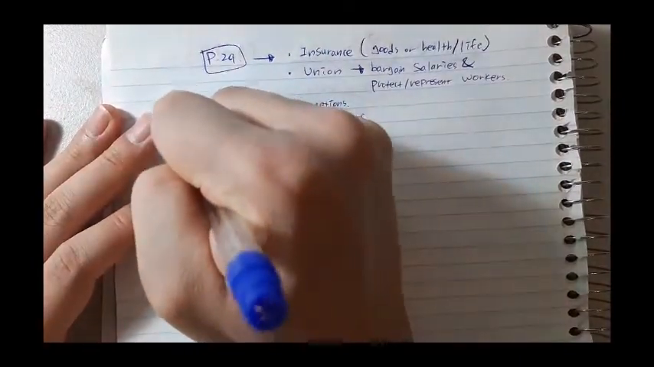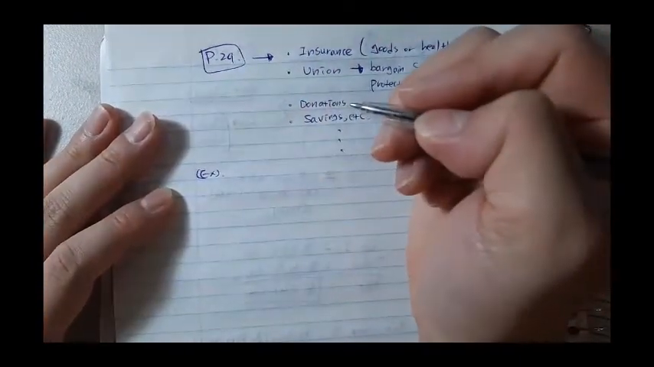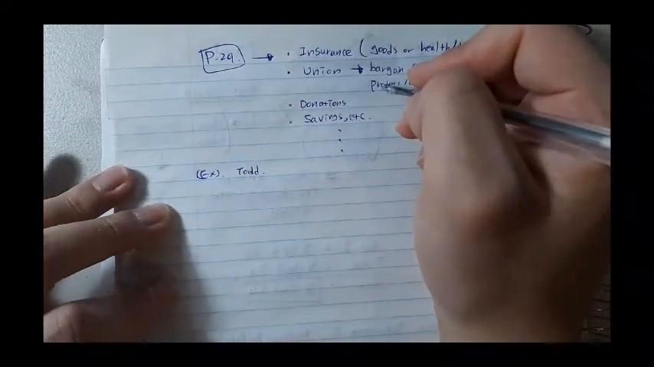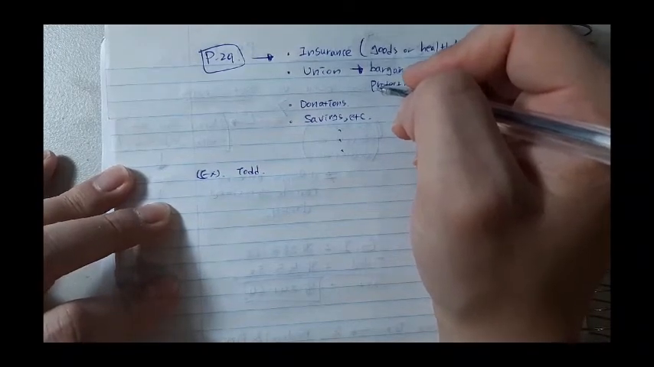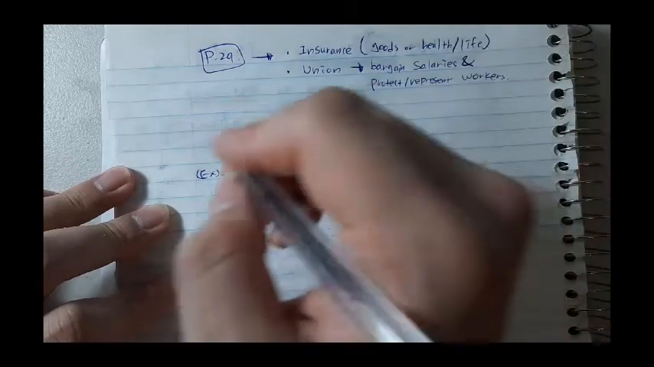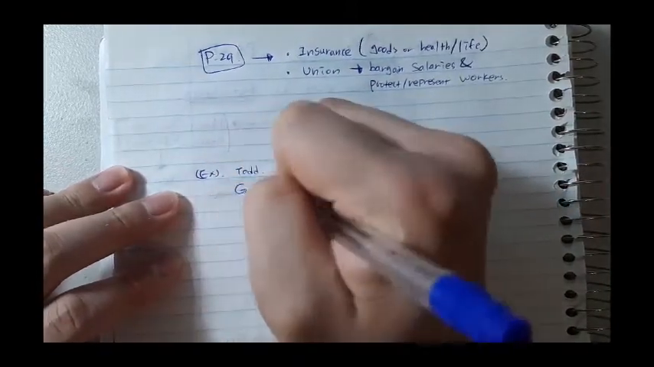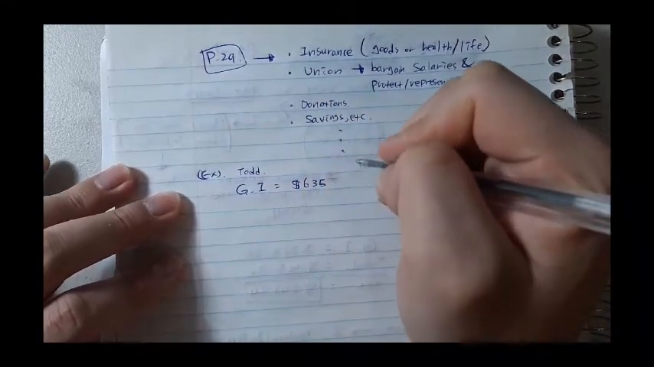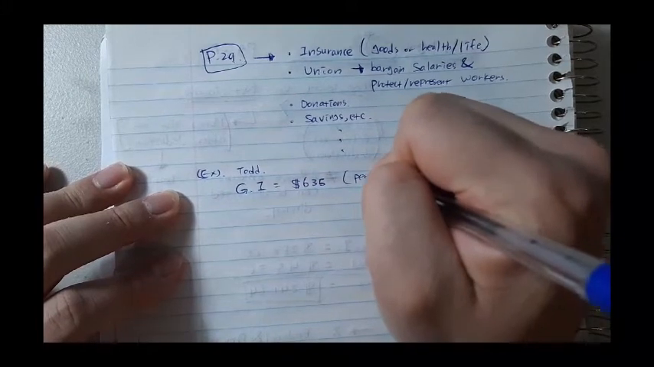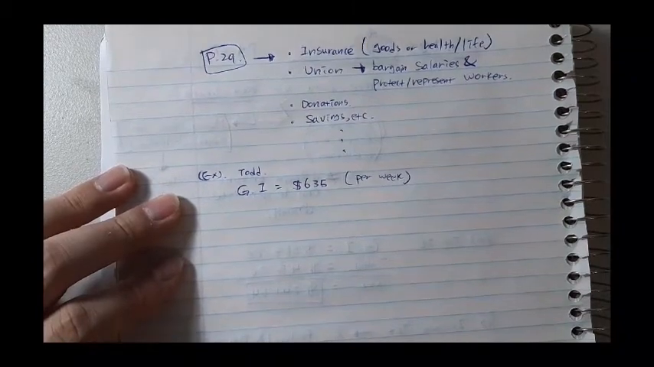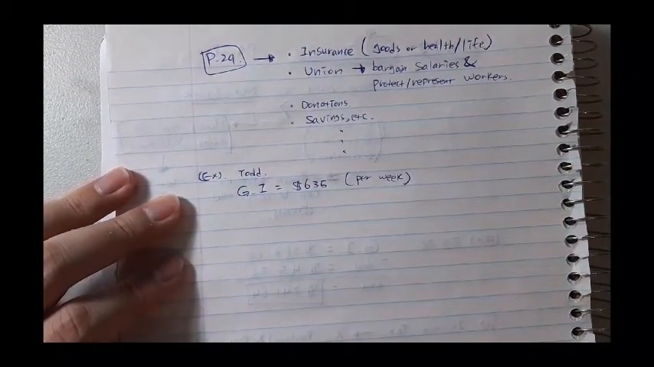Let's do our last example for today. Example number 2. It's Todd's example. Todd earns a weekly salary of $635 as a computer technician. The deductions from his gross income are shown at the right. What is his net income for a week? So we have the gross income amount given, $635 as a computer technician. This is per week. The question is asking about net income for a week.